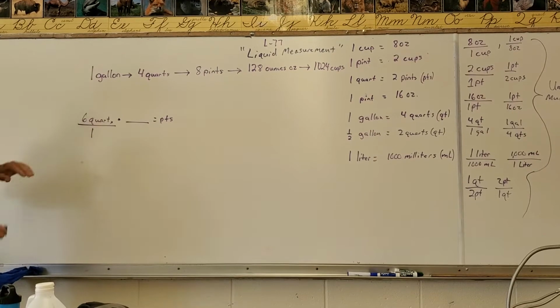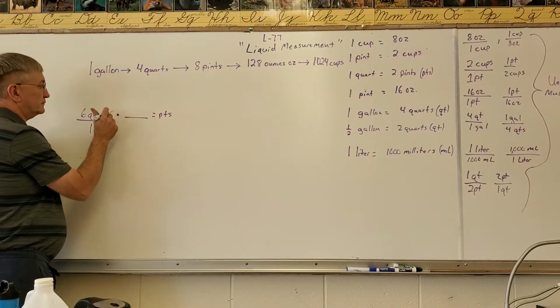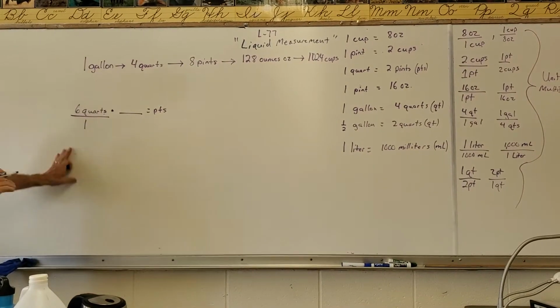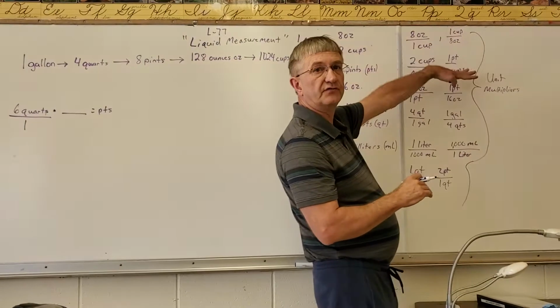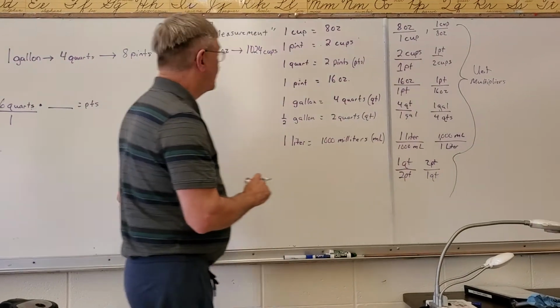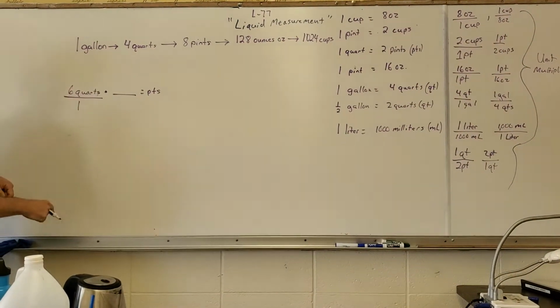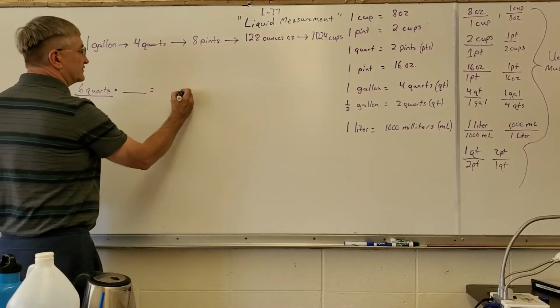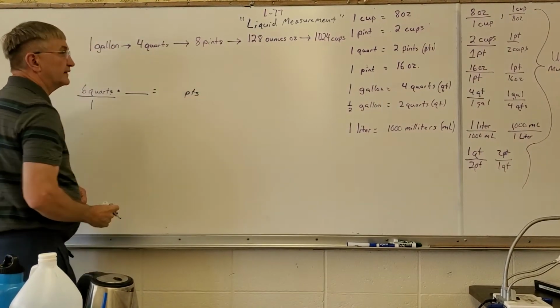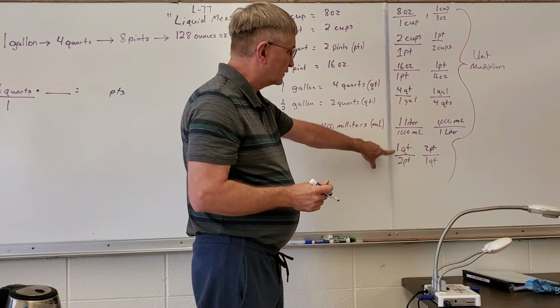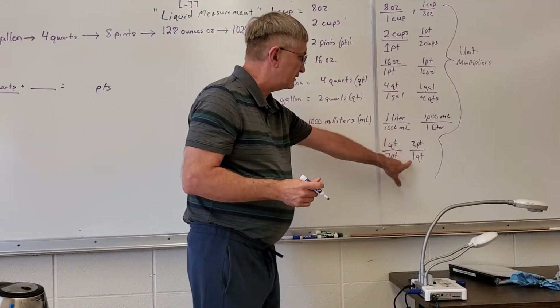Here we have quarts, and we have 6 quarts over 1. I set it to a fraction because these are in fraction form. And so I'm going to start finding my unit multiplier that will help me solve this. Our end result we're trying to get to is pints. So I've got to hunt over here. Let's see, where's my pints? Here it is. 1 quart equals 2 pints. 2 pints equals 1 quart.